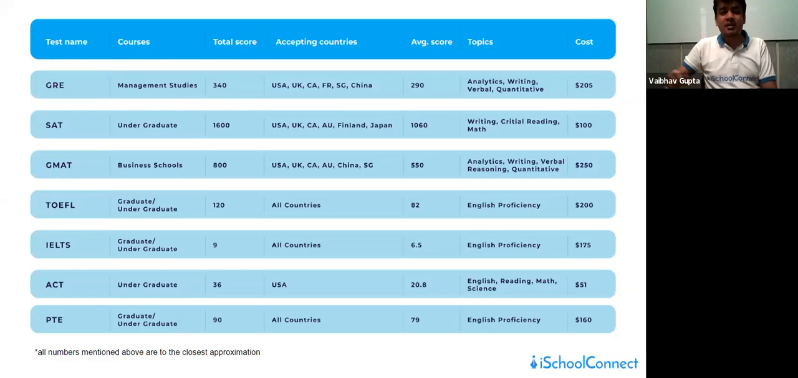Other widely accepted examinations are ACT and PTE. PTE is accepted primarily in Australia, but gradually it's growing. ACT is for undergraduate admissions, for people who want to pursue a bachelor's in the US. So they'll have to give the ACT exam.